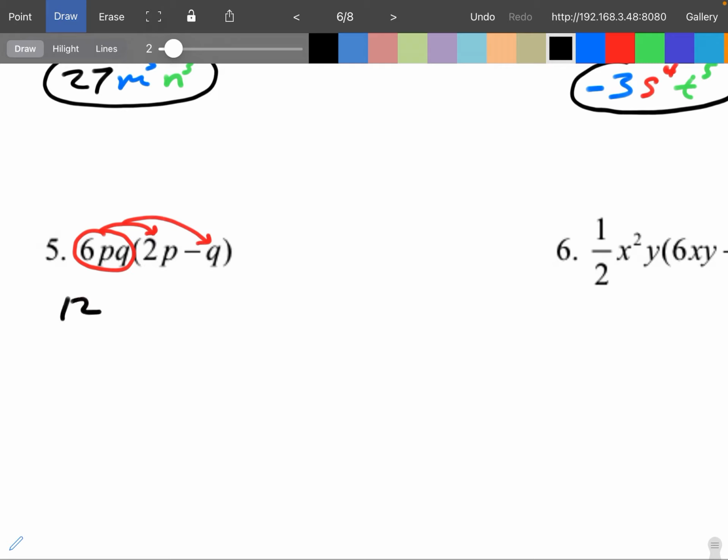So what's 6 times 2? That's 12. And then you got a P to the first times a P to the first. Good. Thank you, Tom. That's P squared. And then you got the Q still.